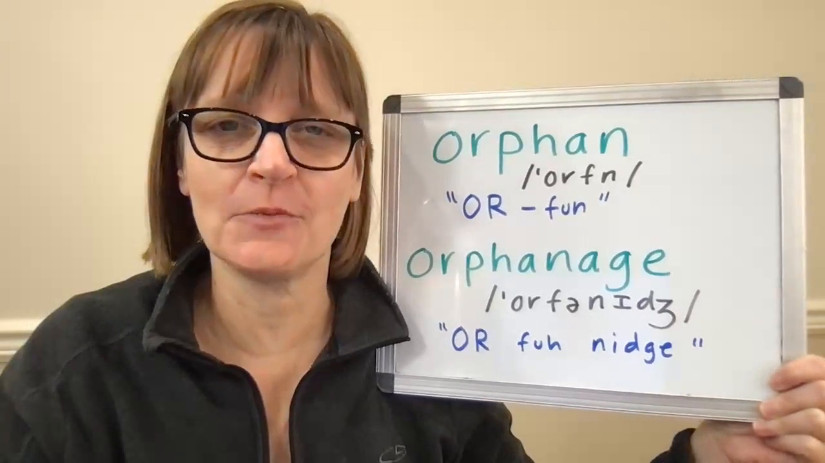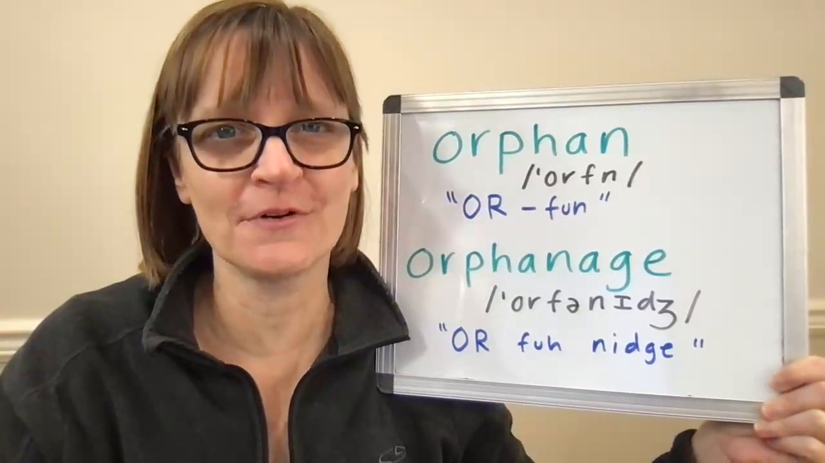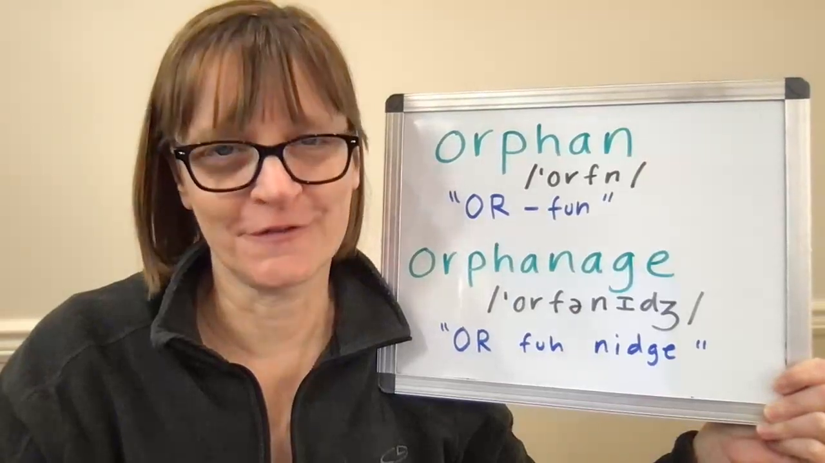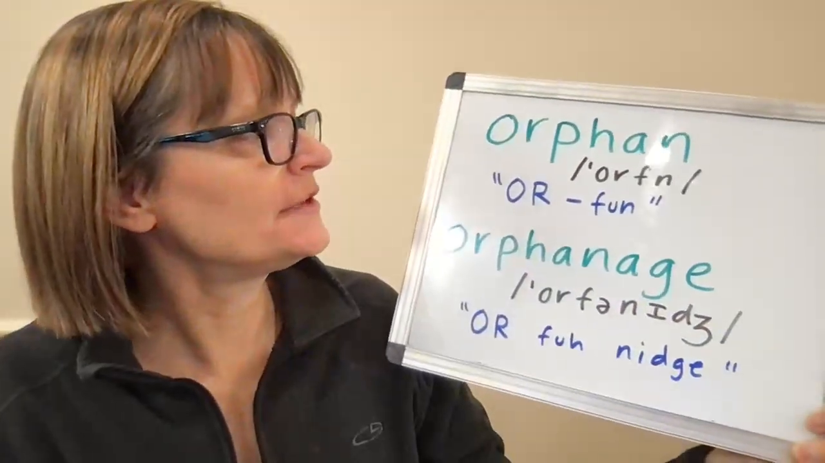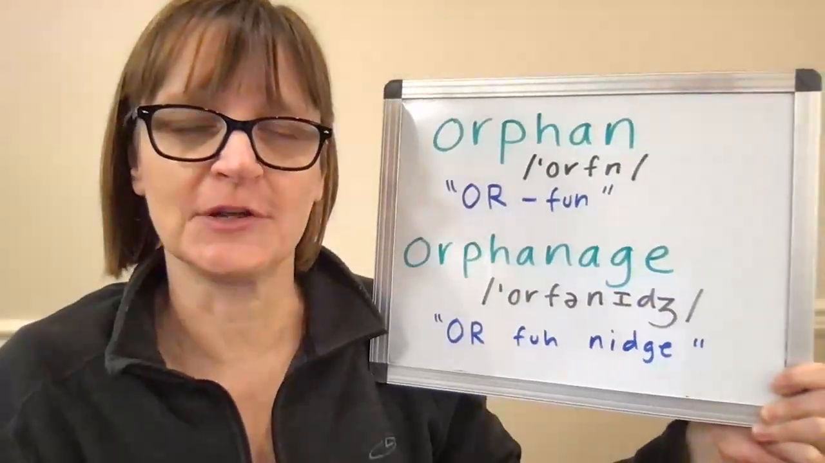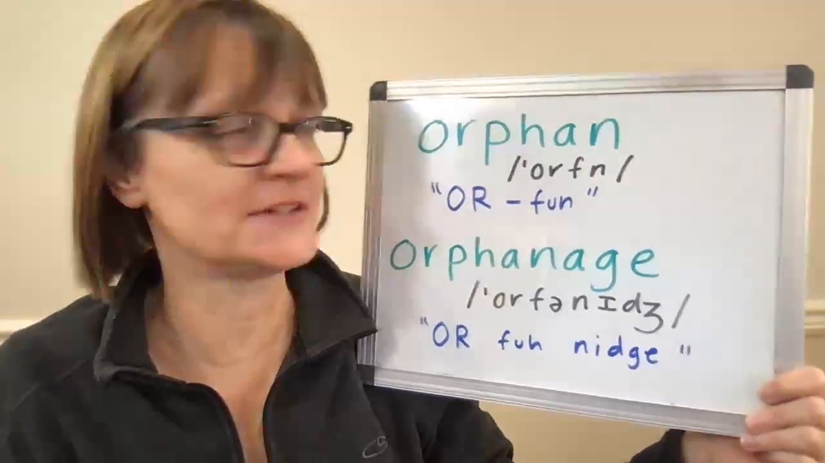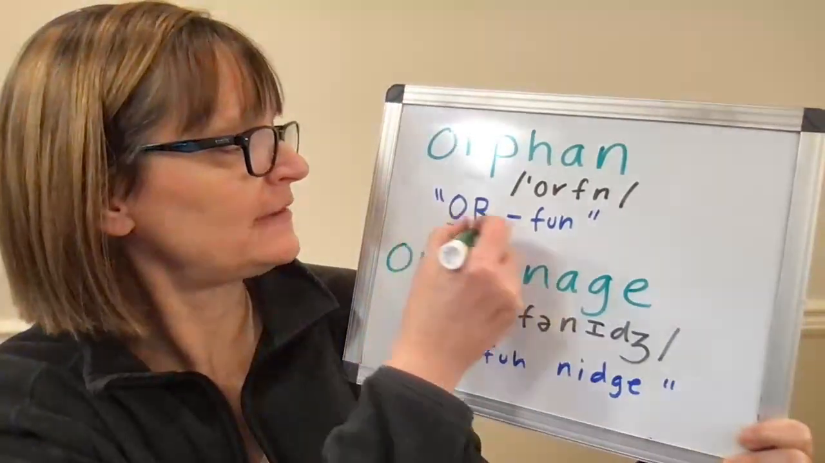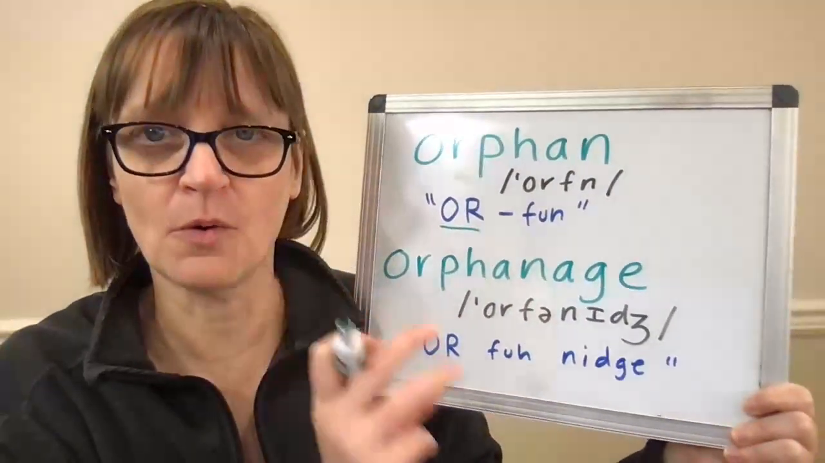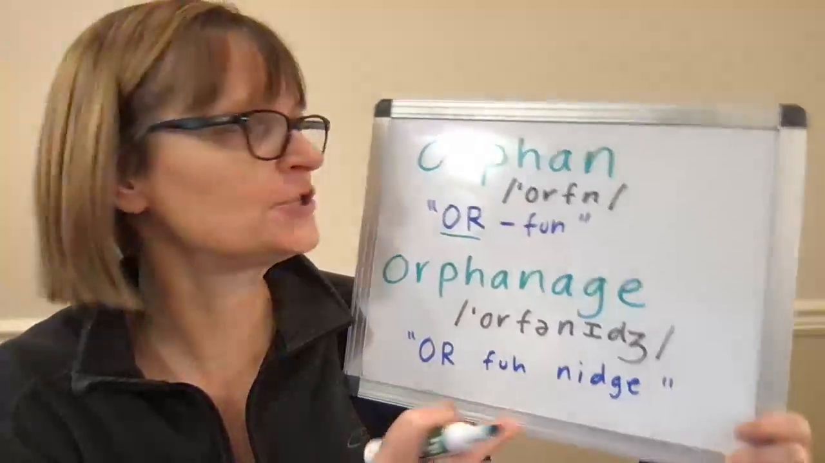In this video, we'll talk about how to pronounce orphan and orphanage. So these words have the stress on the first syllable, or, and the letters OR do say the or diphthong. So you want to have a clear vowel there and a little bit of length, orphan, orphanage.